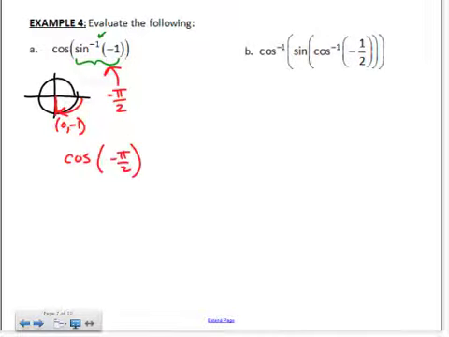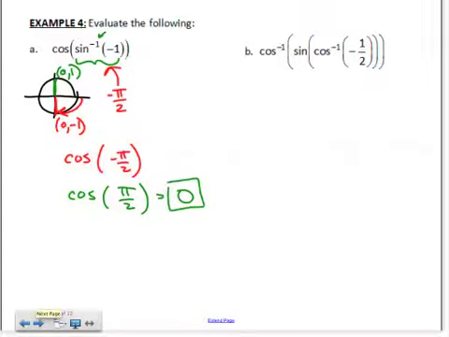Hey, wait, we can do something really cool. Cosine's an even function. Oh! So the cosine of -pi over 2 is equal to the cosine of pi over 2. Cool. Now let's go find pi over 2 up there. Now the pi over 2 is this thing right here, and this one has the coordinates 0, 1. So the cosine is 0.